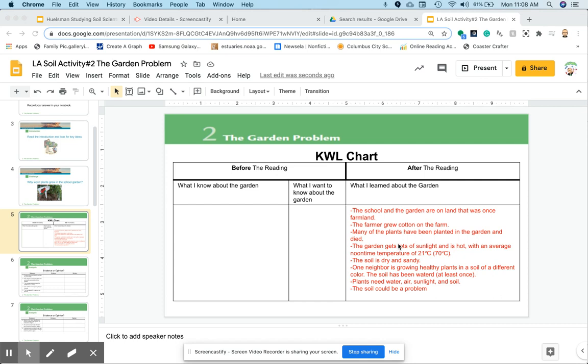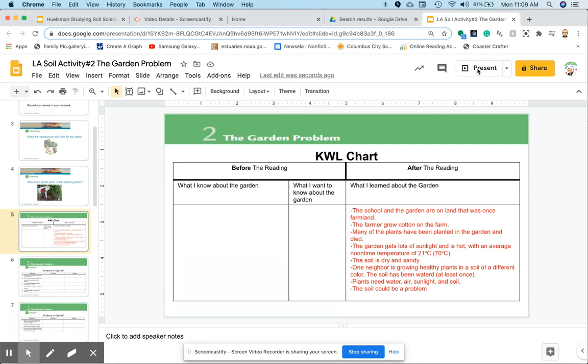All right, we're going to go over the garden problem, activity 2, and studying soil scientifically. Again, looking at the KWL chart, you should have written down what you know about the garden and what you want to know about the garden. I've got the after reading part filled out for you.